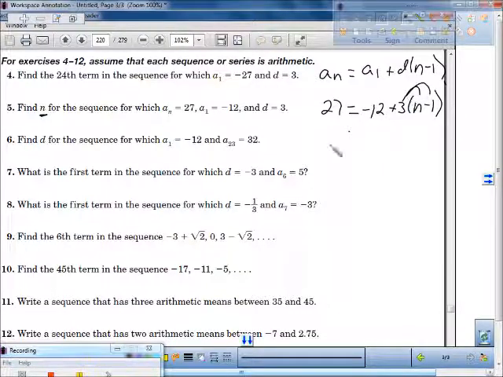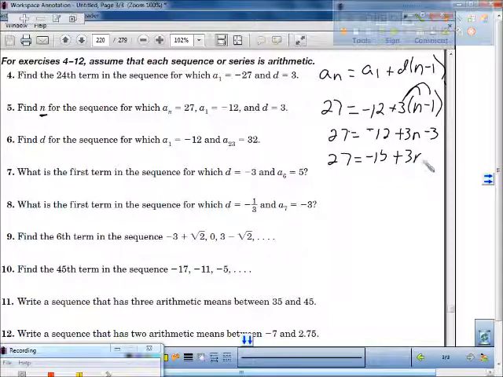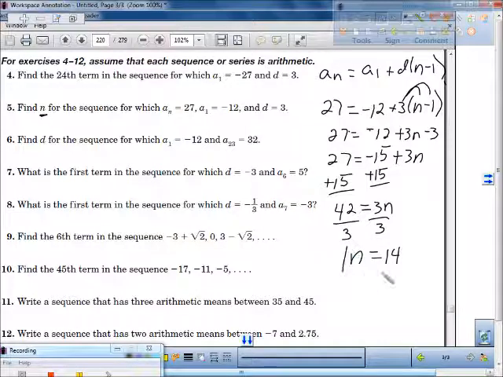Let's go ahead and distribute the 3, so we end up with 27 is equal to negative 12 plus 3n minus 3. We'll combine like terms, the negative 12 and the negative 3. It's going to be 27 is equal to negative 15 plus 3n. Add 15 to both sides, so we end up with 42 is equal to 3n. Here we're going to divide by 3, and so n is equal to 14. So we know from this particular problem that a sub 14, or the 14th term, is equal to 27. But we were asked for n, so n was 14.